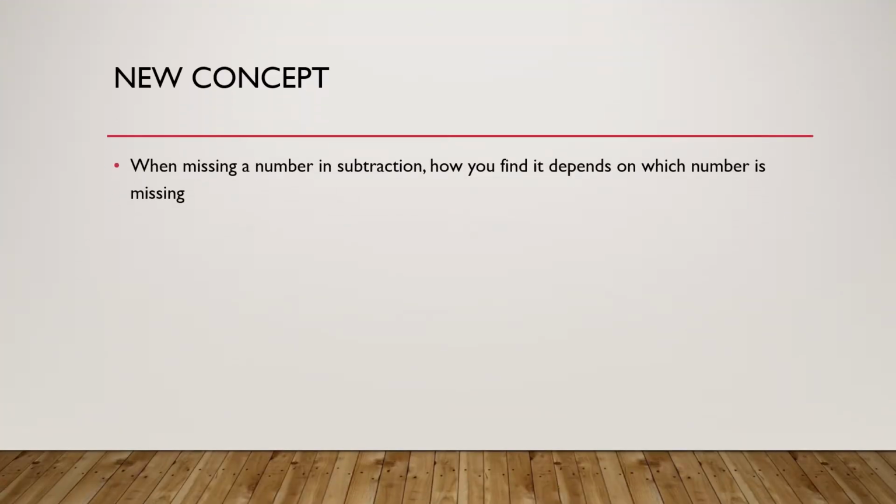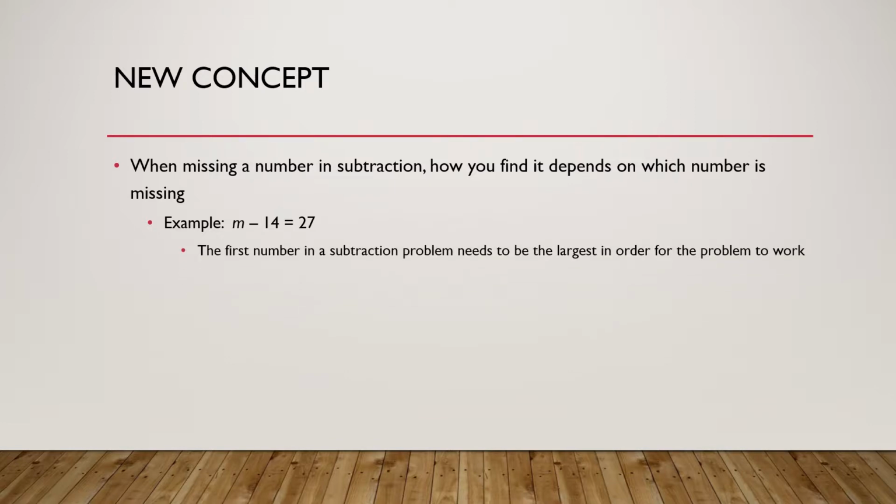So today we're going to look at when you're missing a number in a subtraction problem. When you're missing one of those numbers, how you find that missing number depends on which number is missing. For example, if we have this subtraction problem, m minus 14 equals 27, where m is our missing number. If we think about subtraction in general, the first number needs to be the largest of the three in order for our problem to work.